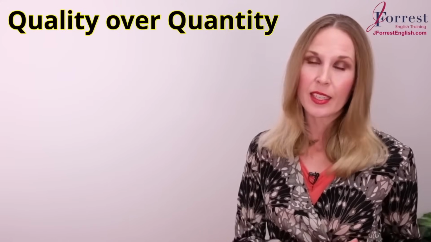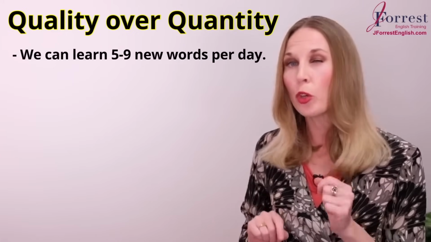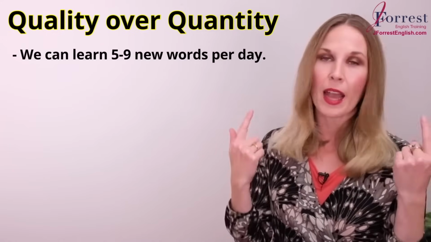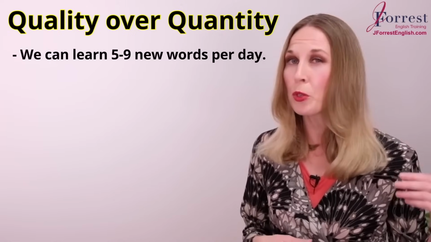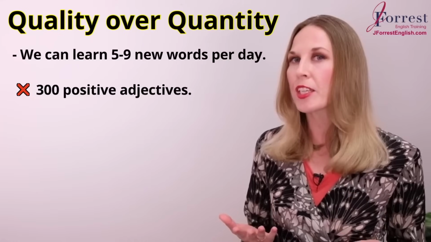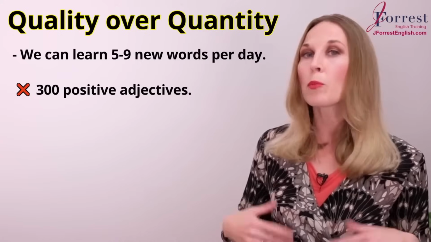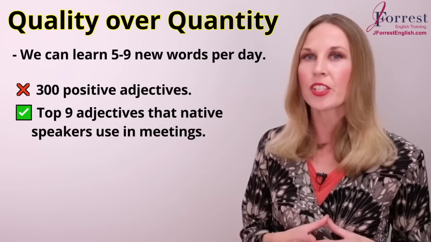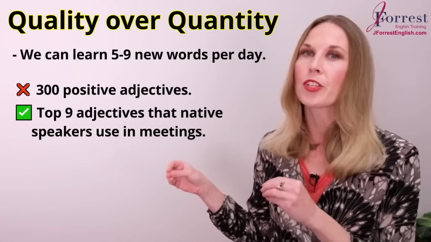Tip number 8 is quality over quantity. According to scientists, we can remember about 5 to 9 new words per day. That's about the maximum capacity that our brain has. So it's not very beneficial to review a word list of 300 positive adjectives because you're not going to remember very many of them. It's more beneficial just to learn the top 8 or 9 adjectives that you can use in a meeting to sound professional at work.